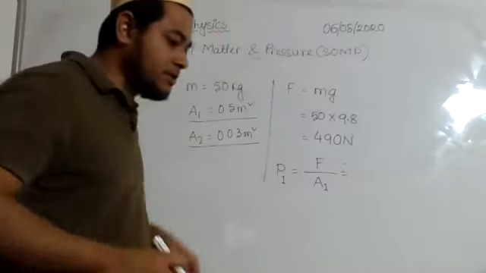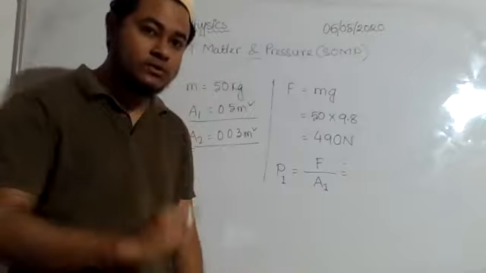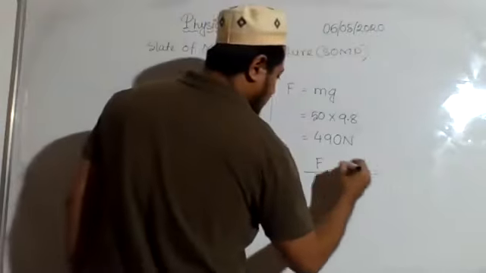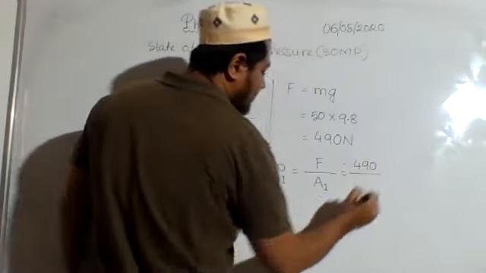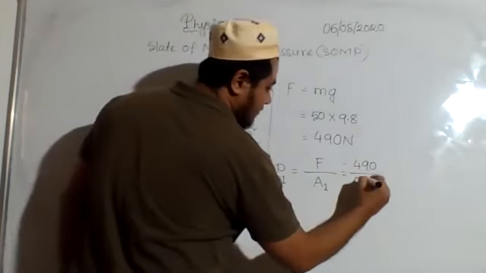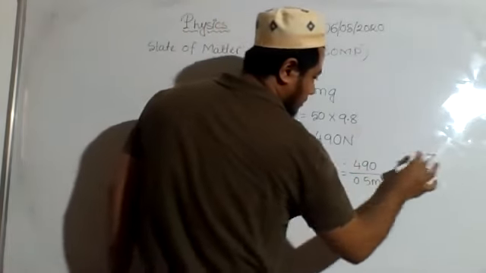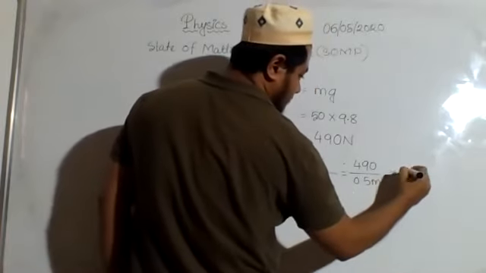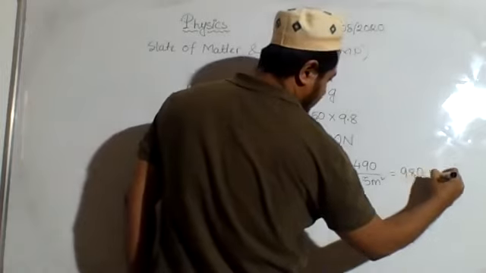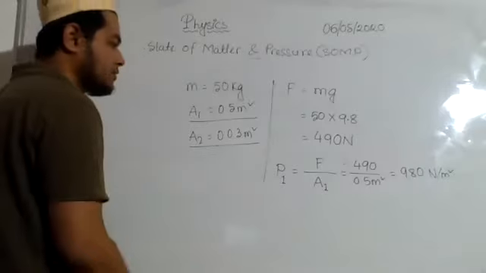When the person is standing, the force is the same. When the person is lying down, the force is the same, but the pressure is different. So 490 is the force that he applies on the ground. A1 is 0.5 meters square. So what will be the answer? 980 Newton per meter square, or you can write 980 Pascal. So this is the pressure.